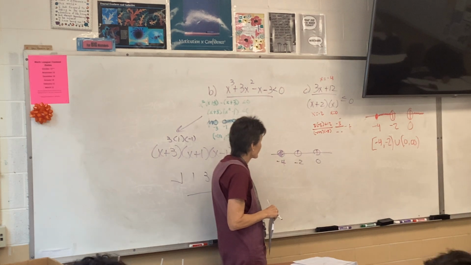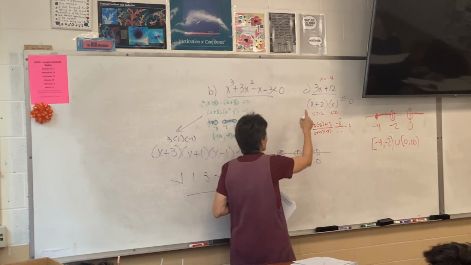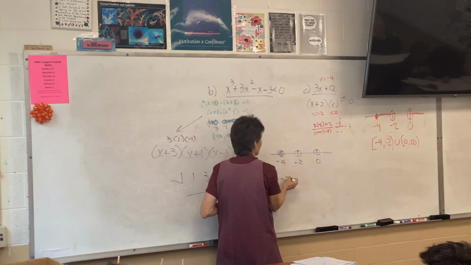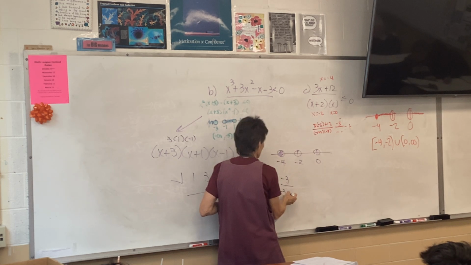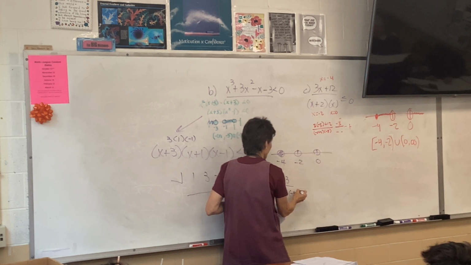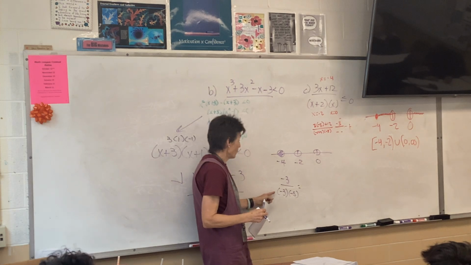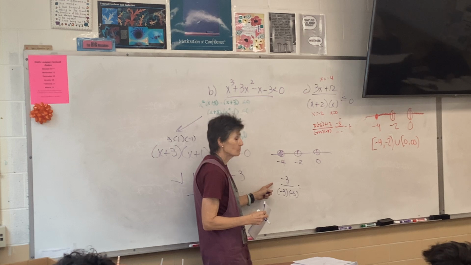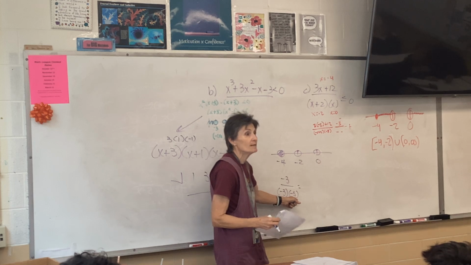Now, what number did you check, Dana? -5. You checked -5. So when you put in -5, his numerator came out to be -3. And that would be -3, and that would be -5. What kind of a number do I get? Negative. A negative over 2 negatives is going to be negative.